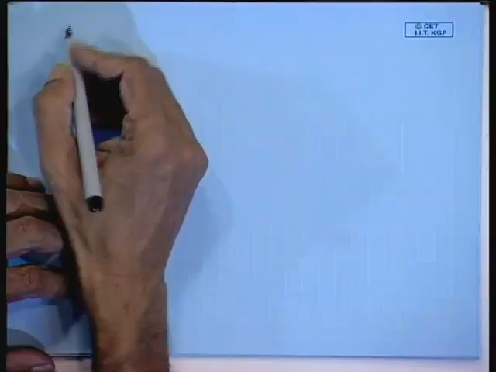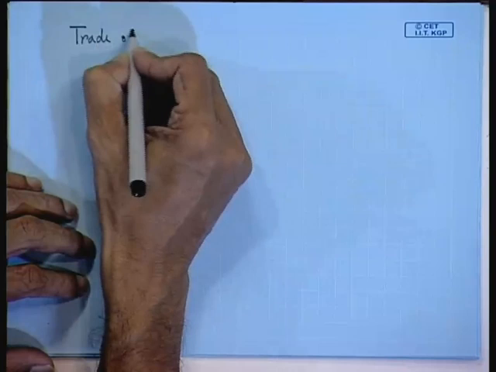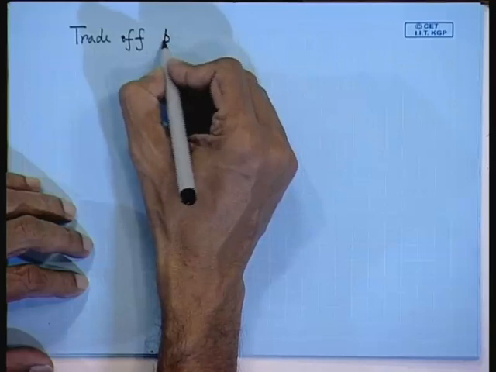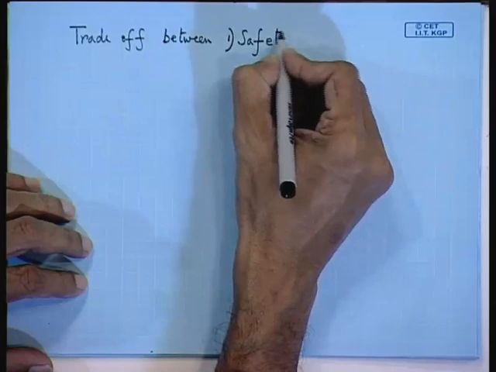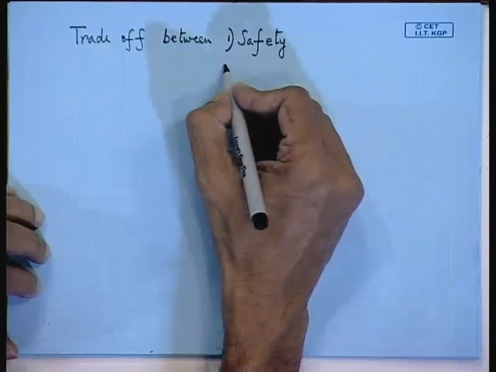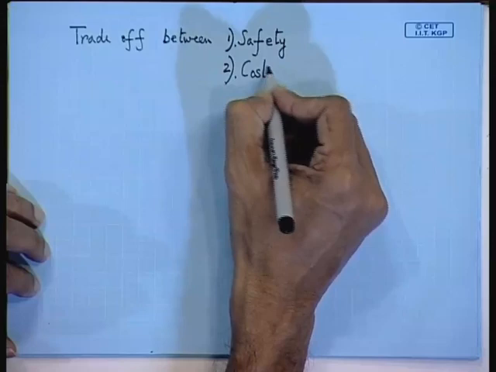So in offshore, the other prime consideration is cost. There is always a trade-off between these two aspects. You have to strike a balance between safety and cost. Safety is a very prime consideration in oil exploration and lifting. Now you have to balance between these two. So which one will you prefer?